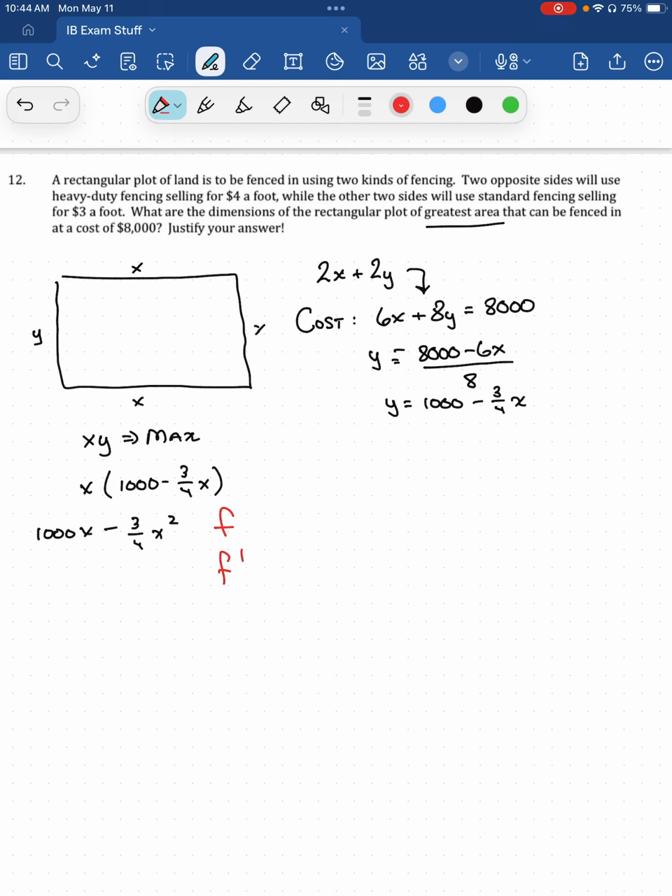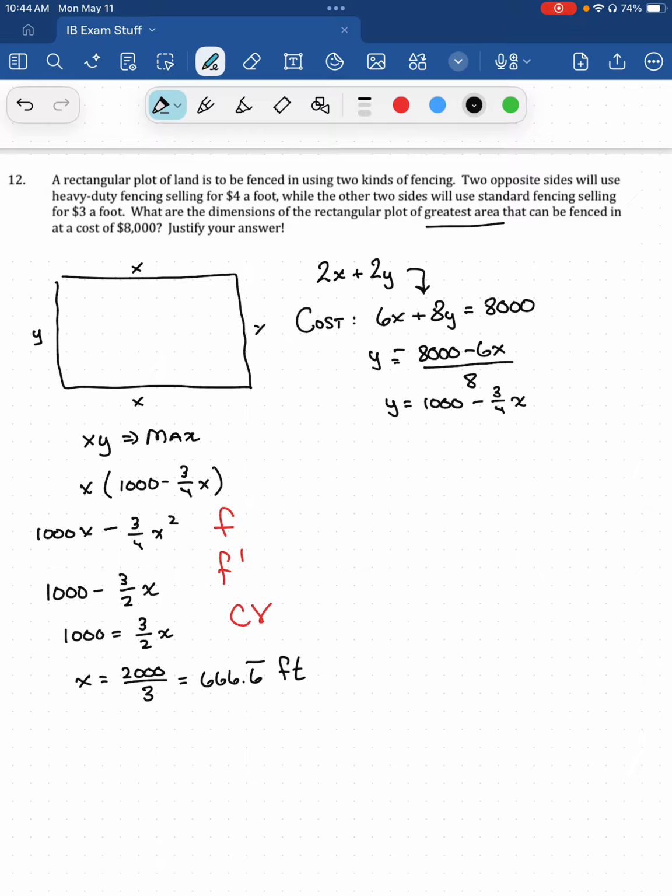So my derivative is going to look like 1,000 minus 3/2 of x. So the next thing I need are my critical values, which is when that equals 0. So my critical values are when 1,000 equals 3/2 of x. Bringing that over, x equals 2,000 over 3, or 666.6 repeating feet.